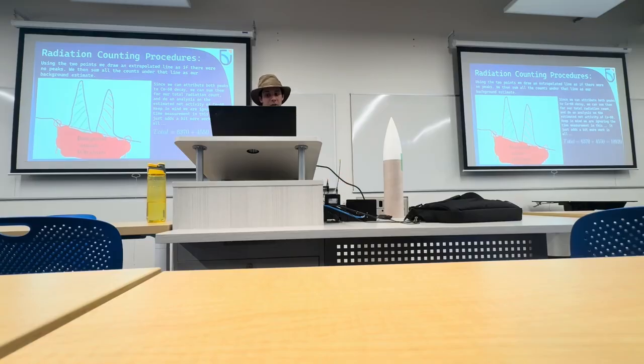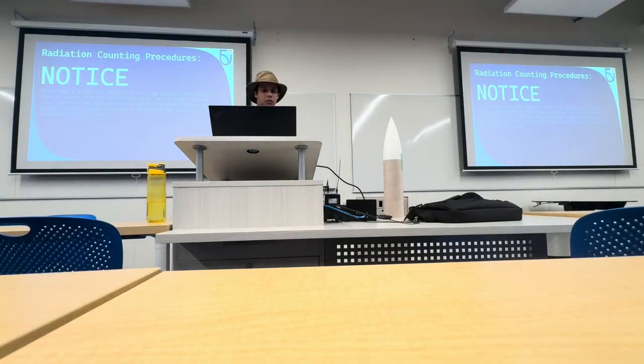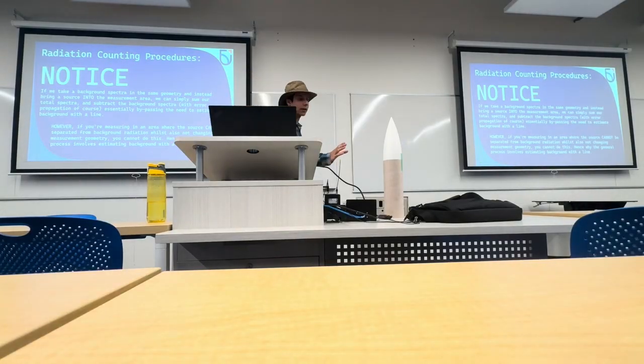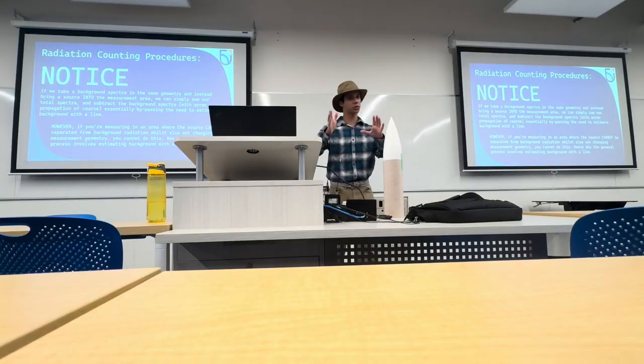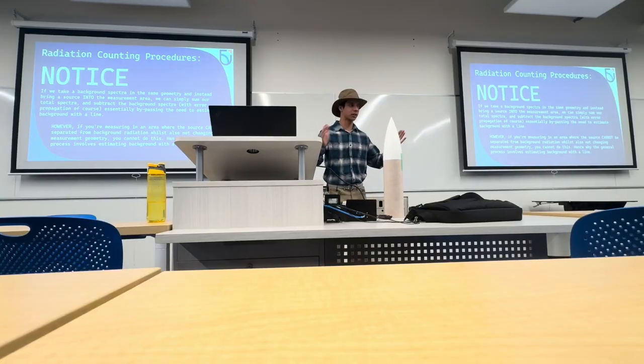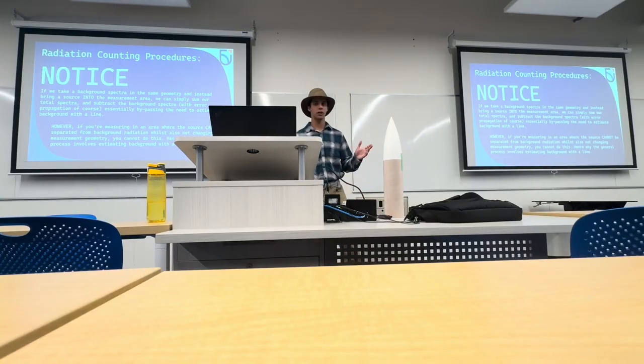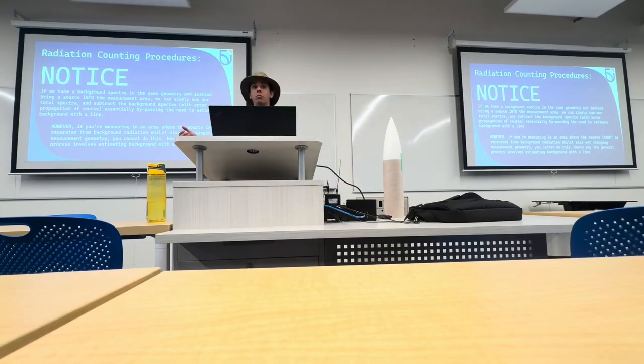So the total is this. The background is this. And okay, so we're good. Notice if we take background before putting a source into our thing, we can just subtract the background. We don't have to do this line estimate. But if you're out in the field and you cannot separate your background from your total counts at the same exact geometry, you have to do the line estimate.